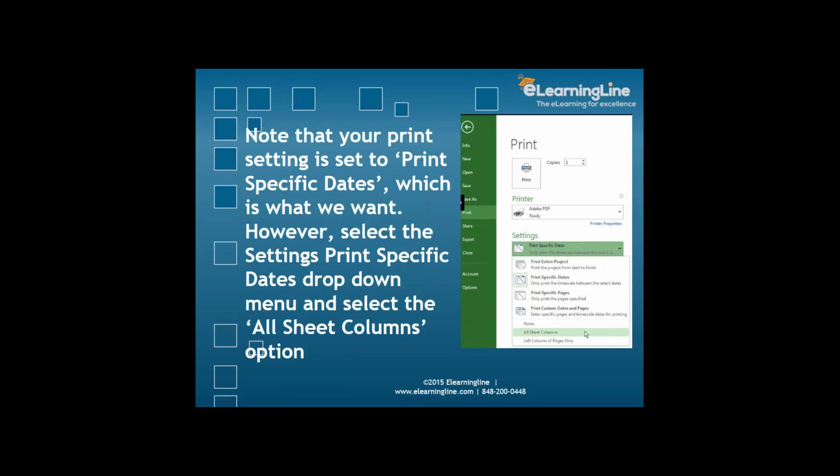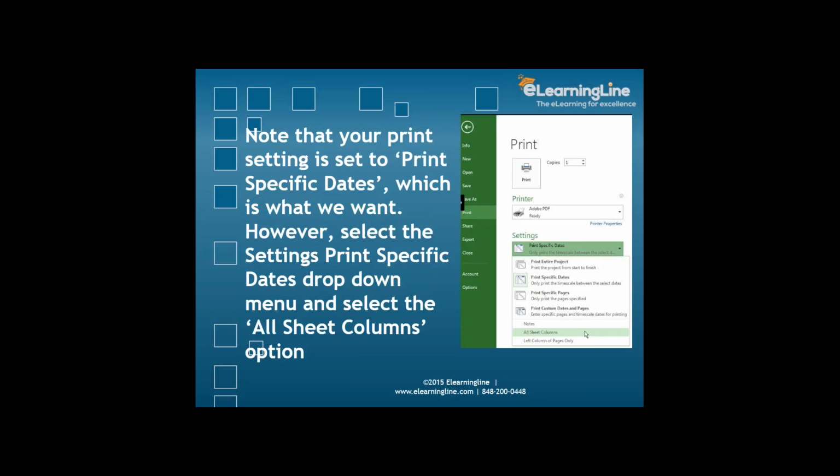However, select the setting print specific date drop down menu and select the all sheet column option. Why did we do the all sheet column? Because even though we are putting the specific date, we still want to make sure that we capture all the sheets. It's not like we are just printing the tasks and the Gantt chart, or just printing the resource sheet.